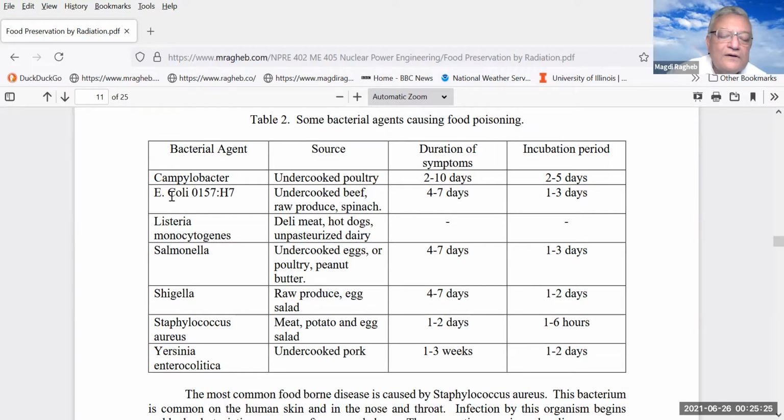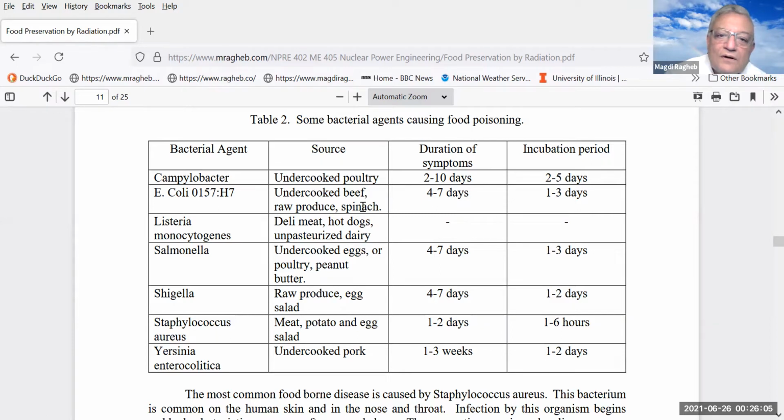The Escherichia coli O157:H7 occurred. This is a mutation of the E. coli that occurs in undercooked beef and raw produce, particularly spinach. Why spinach? Because in some parts of the United States and maybe some parts of Mexico, where it's imported from, they use the feces or manure from pigs to fertilize it. And of course, that would contaminate the spinach if it is not washed. Washed is not enough, it has to be cooked.